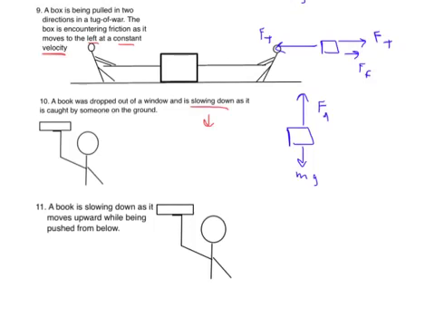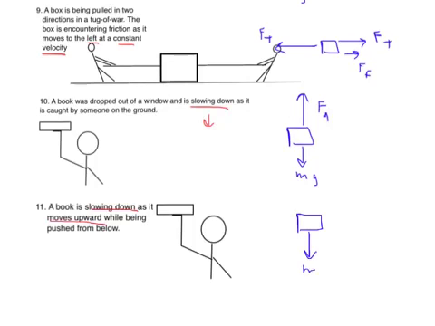Now again, I have a book. The book is slowing down, but it's also moving upwards. So this book is slowing down in a positive direction. If you slow down in a positive direction, you're encountering a negative acceleration, which means you're encountering a negative force. So what that means is the net force must be in a downward direction.